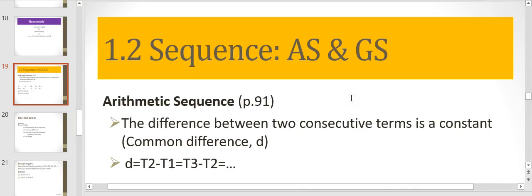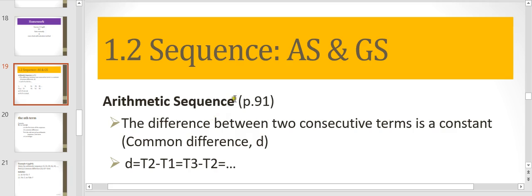Okay, so for this topic, we will cover sequence. There is the arithmetic sequence and geometric sequence. Now, what is arithmetic sequence? Actually, the full explanations you can find from the textbook, page 91. So from here, I will just brief you on what it is.